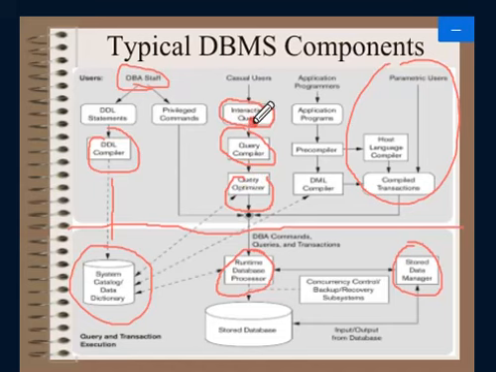So it will go to the interactive query. The interactive query will be handled by the query compiler. The query compiler will again forward the query to the query optimizer. The query optimizer will consult the catalog and get the information about where the data is actually stored. After getting that information, it will consult the runtime database processor.